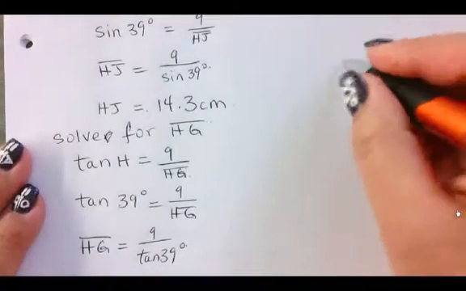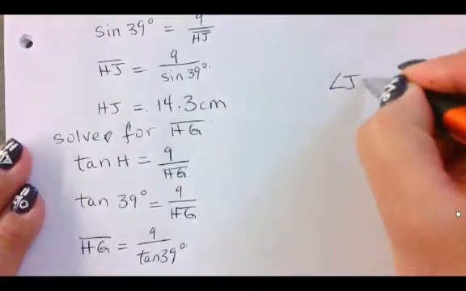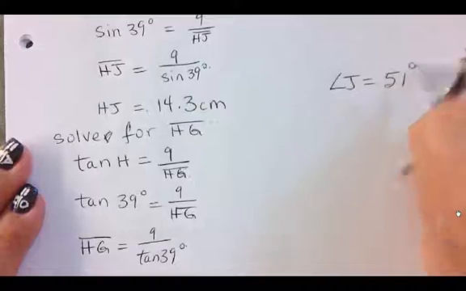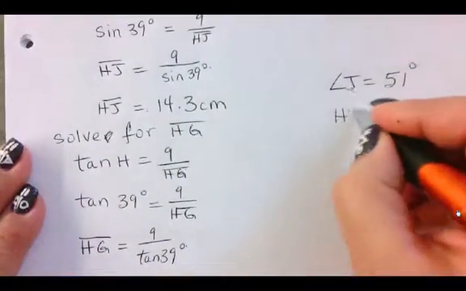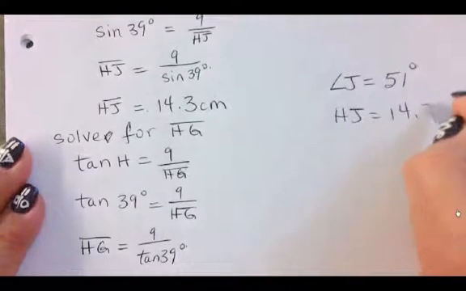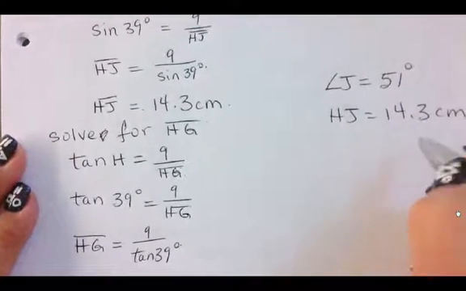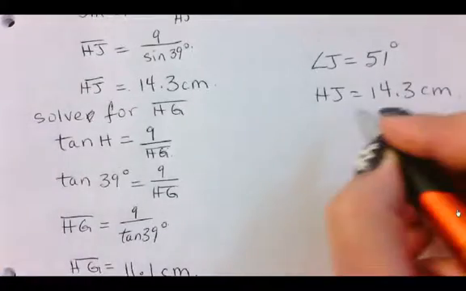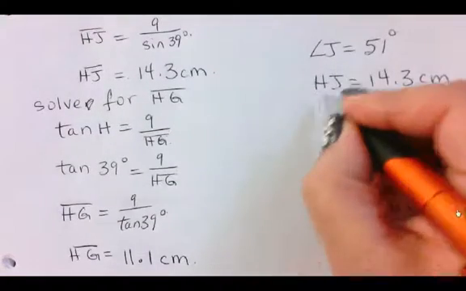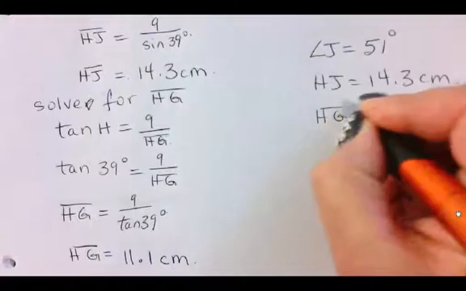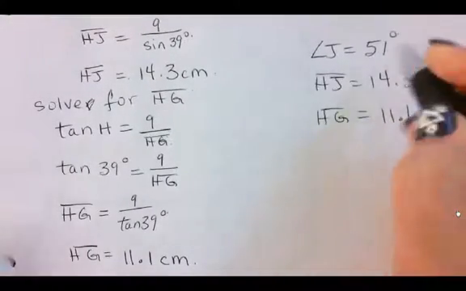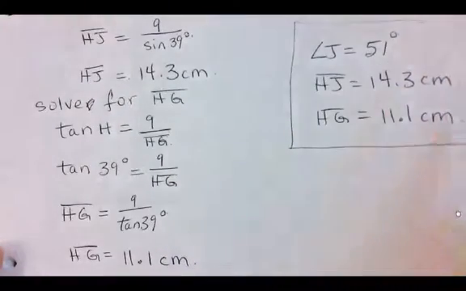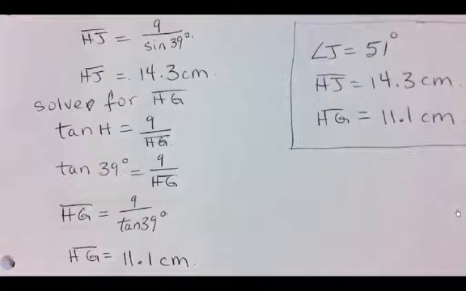So I've got angle J is equal to 51 degrees. I've got HJ, that's equal to 14.3 centimeters. And lastly, I just found HG, which is 11.1 centimeters. So, is that enough? Did I figure everything out?